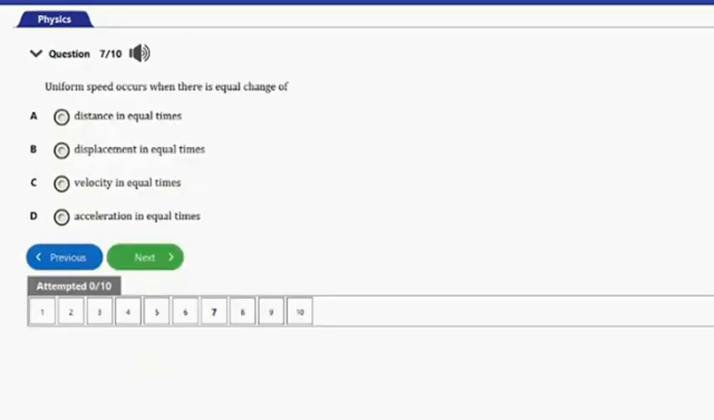So guys, the next question we have here is question number 7. It says, uniform speed occurs when there is equal change of A, distance in equal time, B, displacement in equal time, C, velocity in equal times, and D, acceleration in equal time. So guys, the answer to this question is option A, distance in equal time. So uniform speed occurs when there is equal change of distance in equal times. So that's it for this question. Let's go ahead and consider the next question, guys.